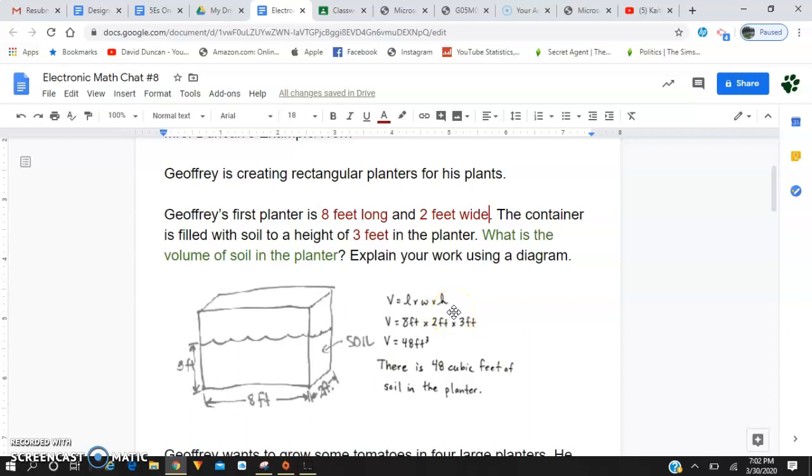Volume equals length times width times height. Okay. My length is 8, my width is 2, and my height of my soil is 3. And I identified that here in my drawing. Again, we're working with just the soil. 8, 2, and 3. Well, 8 times 2 is 16. 16 times 3 is 48 feet cubed. So I wrote down there's 48 cubic feet of soil in the planter. Okay.